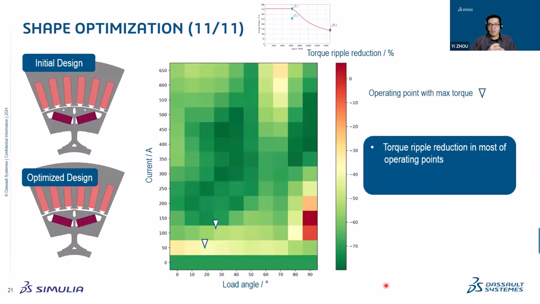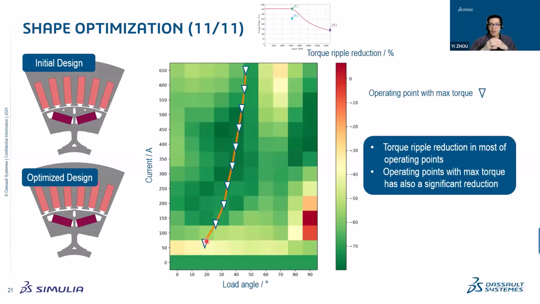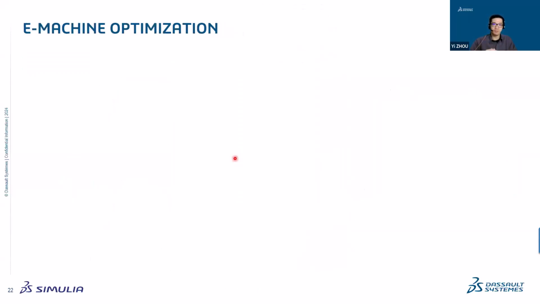The even better thing is if we plot the operating points with maximum torque. This is the white dot, which means that for the given current, we get the maximum torque. We can see that this also lies almost in the blue, in the deep green region. That means in the most efficient operating point, we still have a very good torque ripple reduction. So this is the benefit of chip optimization. You optimize three operating points, but you get the benefit from the whole operating range.